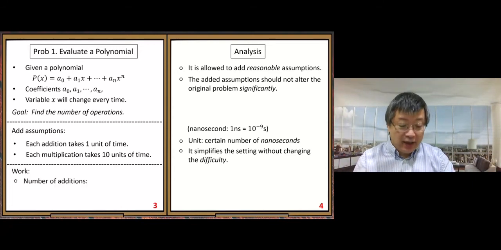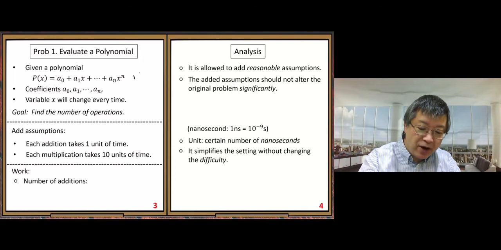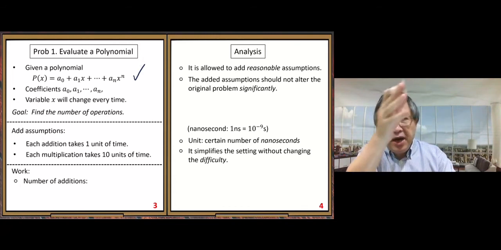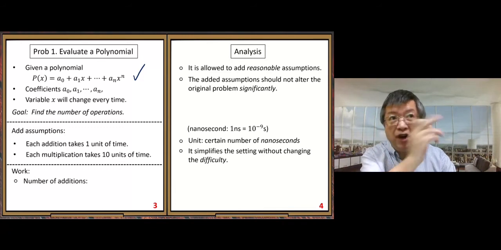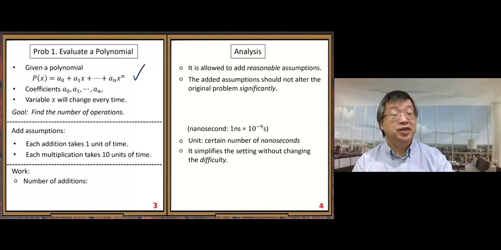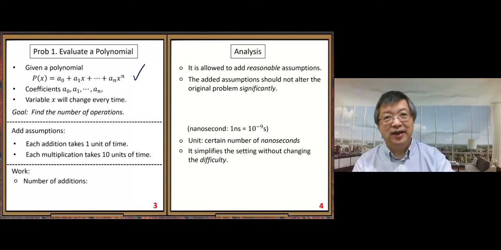So, number of additions. Can you tell me, when we evaluate this polynomial, how many additions do we need? Try yourself first. It's a simple answer, but I hope you can get it before I talk about the answer. All right, let me talk about the answer.